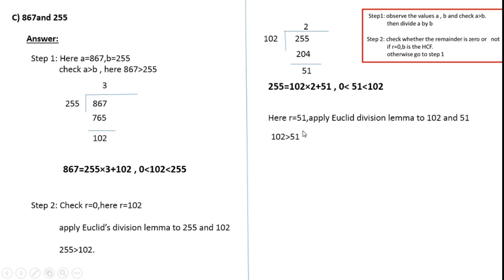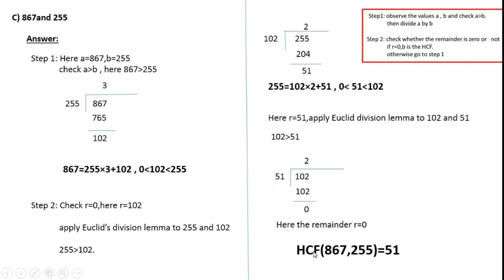Now apply the Euclid division lemma to 102 and 51. 102 is greater than 51. Now we can divide 102 by 51. 2 times 51 is 102. 102 minus 102 is 0. What is the step 2 algorithm? If the remainder equals 0, B is the HCF. Here B is 51. So the HCF of 867 and 255 equals 51.